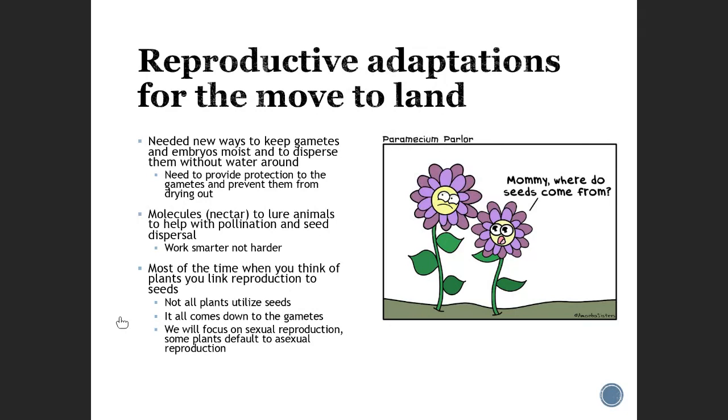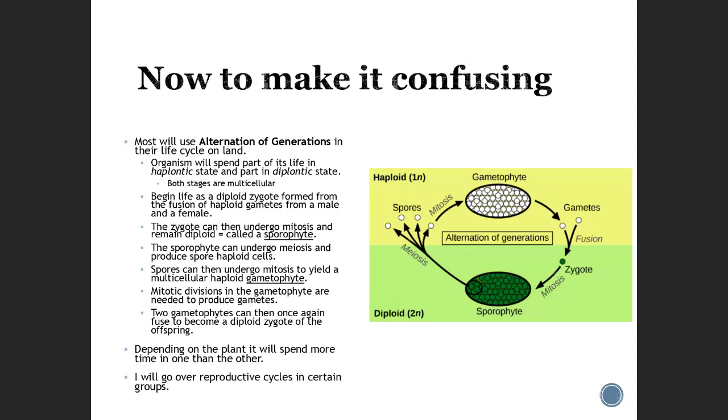Now, when you think about plants, most of the time you think about seeds, you got to plant in the ground, but not all plants are going to utilize seeds. It all comes down to the type of gametes. And I'll introduce a few different types of reproduction in the different groups. But first I need to introduce, let's make it confusing slide.